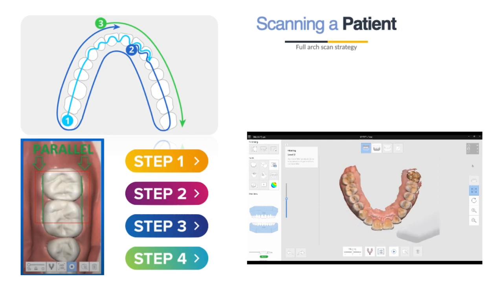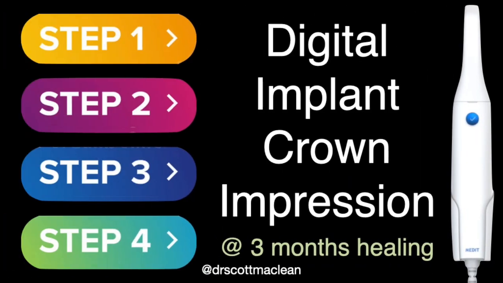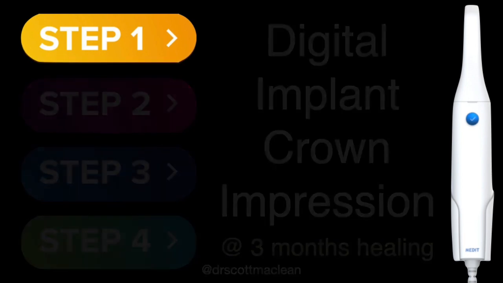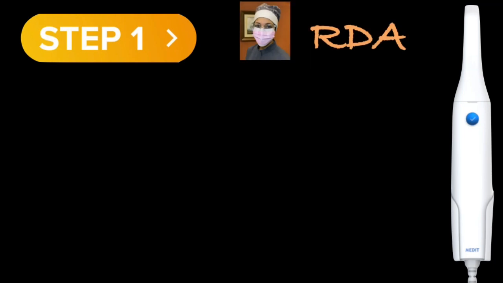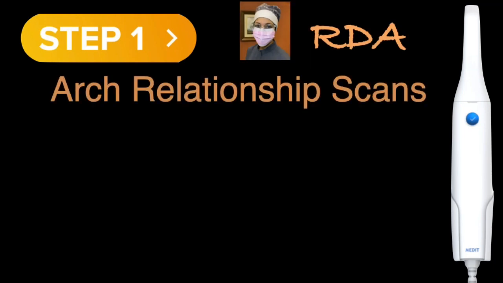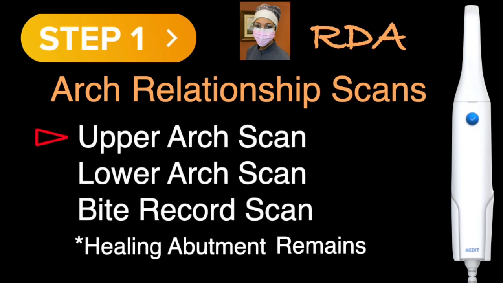So now let's go through the 4 steps to doing a digital implant crown impression. And we're going to use the Medit i500 to do this, but you can use most scanners to do exactly what I'm showing you here. So typically the registered dental assistant is going to do the first 3 scans. These are called arch relationship scans. It's kind of like taking models, high-end PVS models, and mounting them on an articulator.